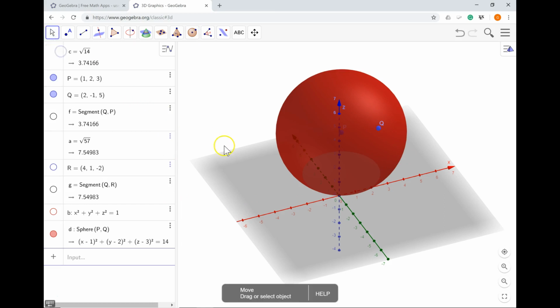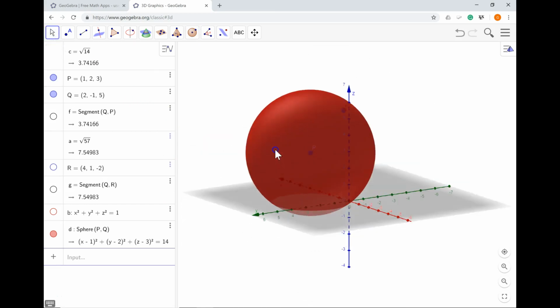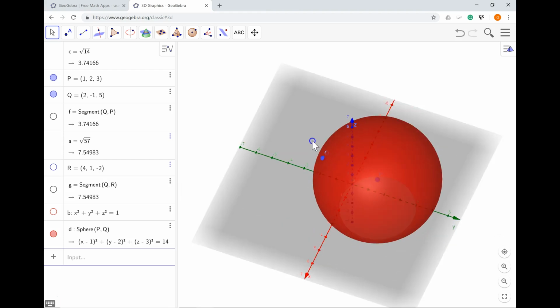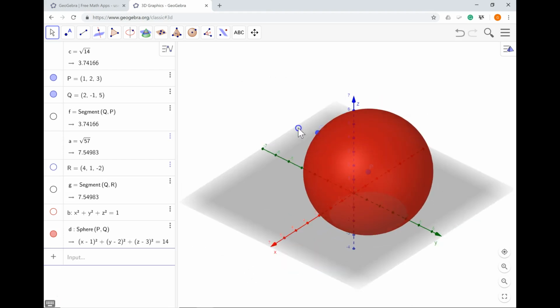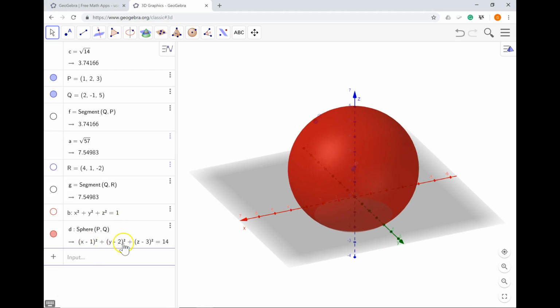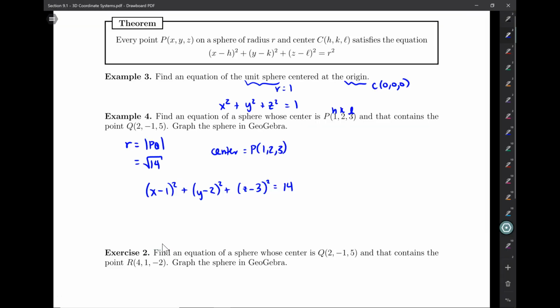If you go back to the move tool, you can play around with it a little bit and see that it has the point centered at P, and then it extends and the point Q is on the sphere. And it gives us very nicely the equation, which is, notice, x minus 1 squared plus y minus 2 squared plus z minus 3 squared equals 14. Exactly the same thing that we got here.